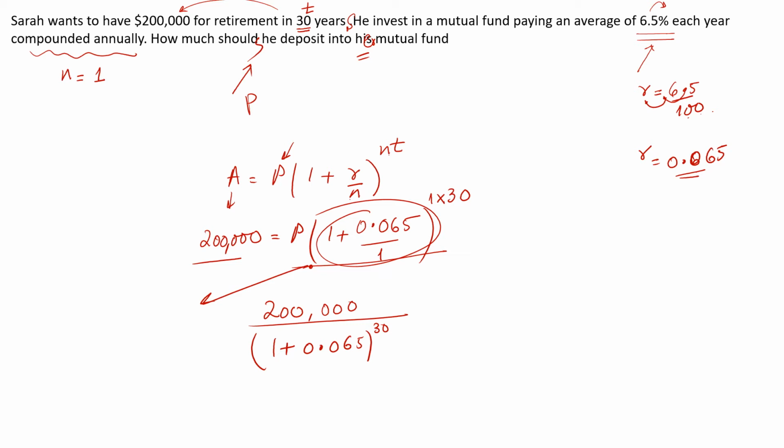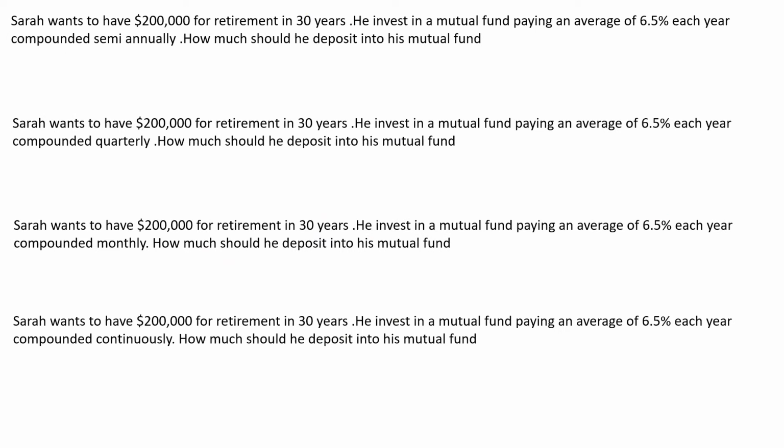Don't forget to write your answers in the comment box. So initially she should deposit at least 30,237.21 dollars. So that would be your P. Now check your answers, please, and if there is something wrong, please write in the comment box.